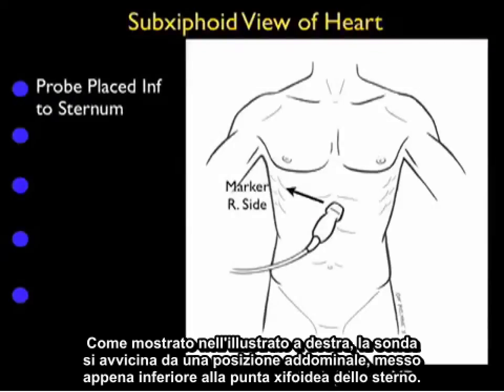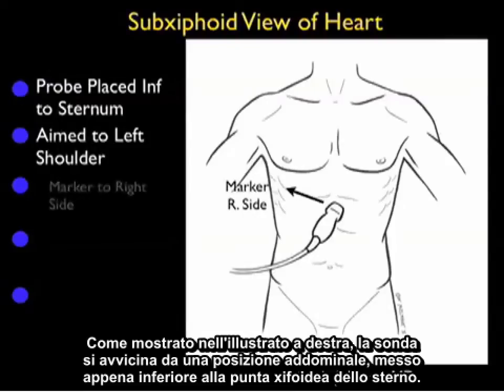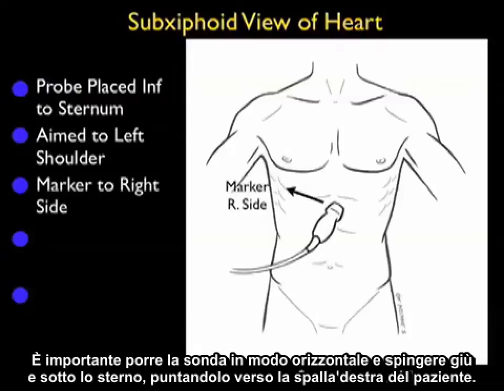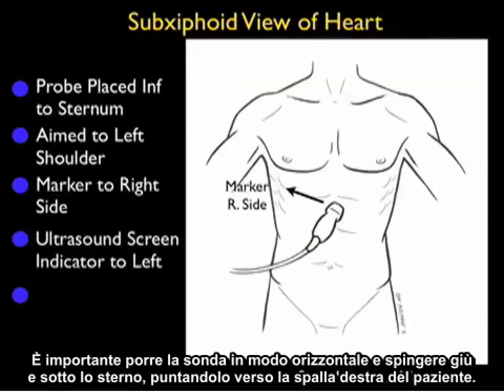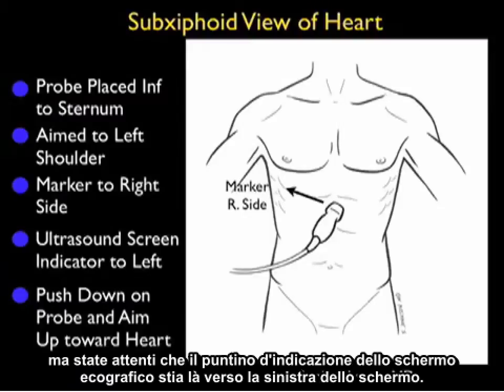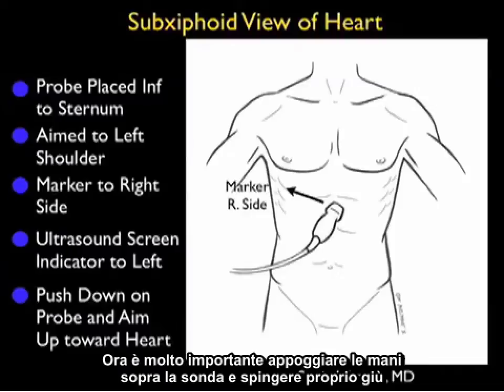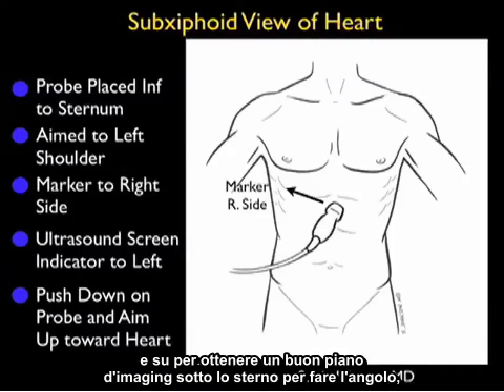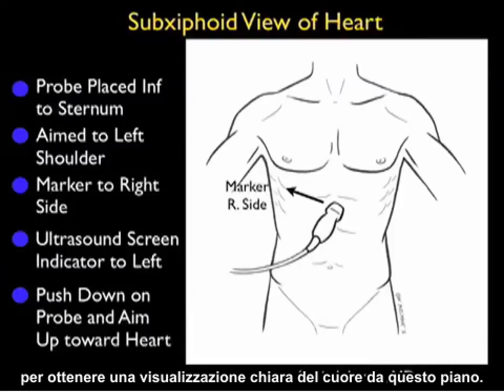Now let's learn how to perform the subxiphoid view of the heart. As shown in the pictorial to the right, the probe is coming from an abdominal position placed just inferior to the xiphoid tip of the sternum. It's important to lay the probe flat and push down and under the sternum, aiming towards the patient's left shoulder. Now the marker dot on the probe should be over towards the patient's right side, with a caveat that the ultrasound screen indicator dot is over towards the left of the screen. Now it's very important to put your hands on top of the probe and really push down and up to get the good imaging plane underneath the sternum to make the angle to get a good view of the heart from this plane.